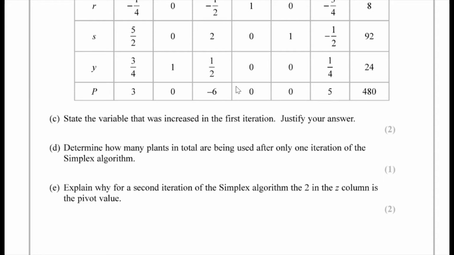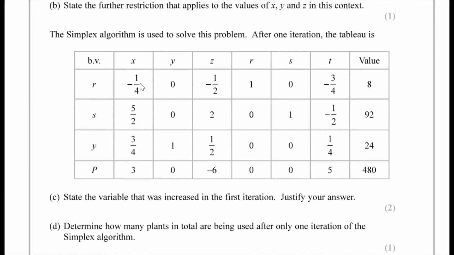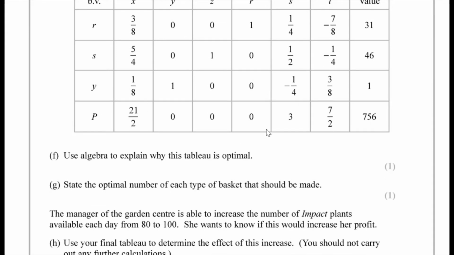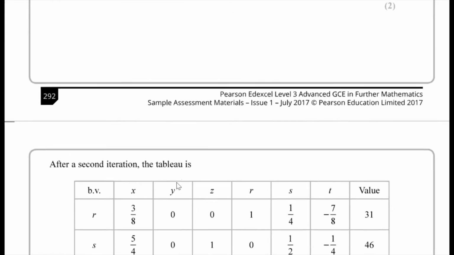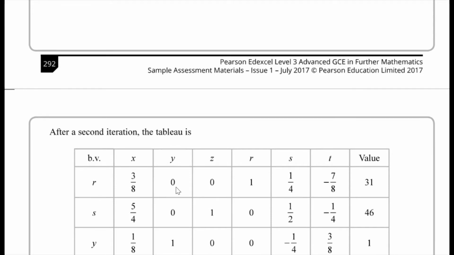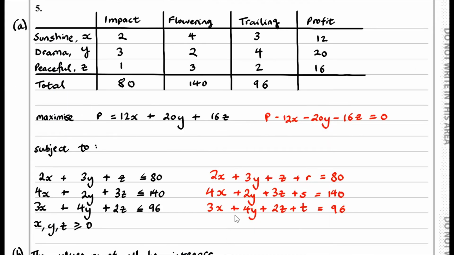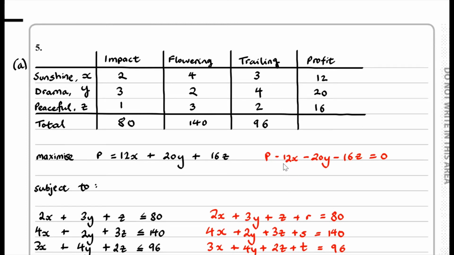Now, just as a bit of revision, I think it would be helpful if we work through the problem to arrive at this second iteration table. And I think we'll do that now. Right, so we've got these 4 equations over here. Let's add them into our initial table.